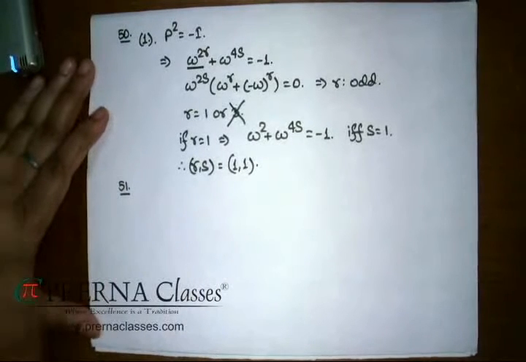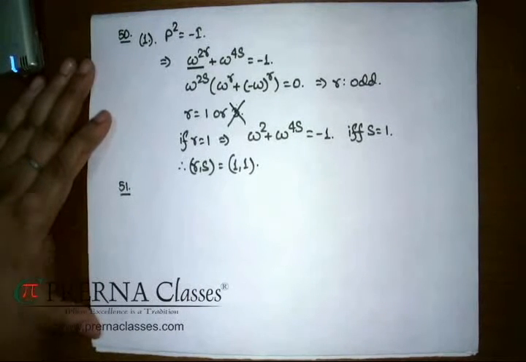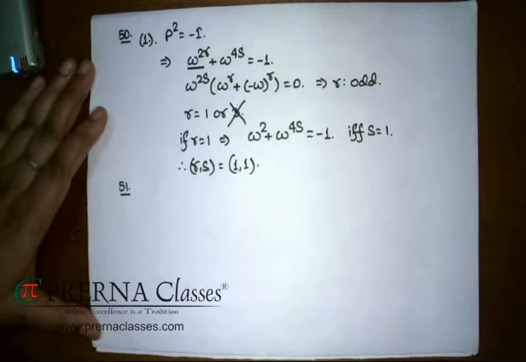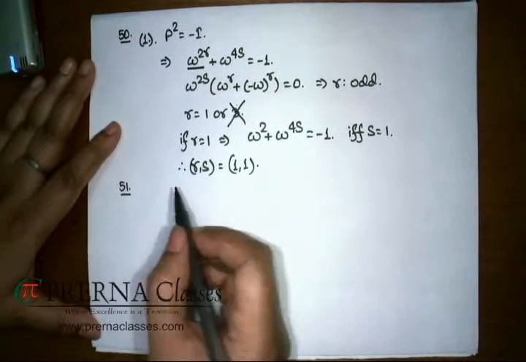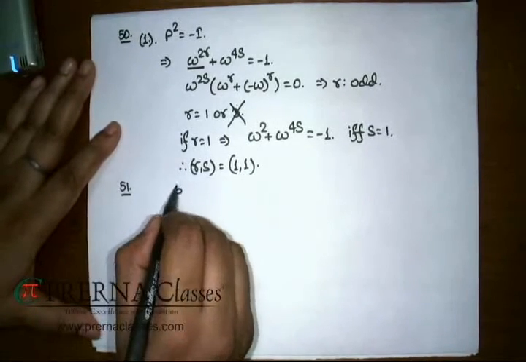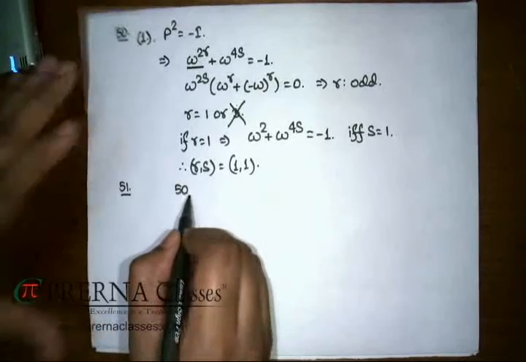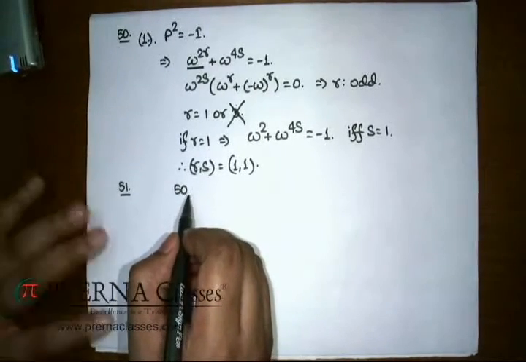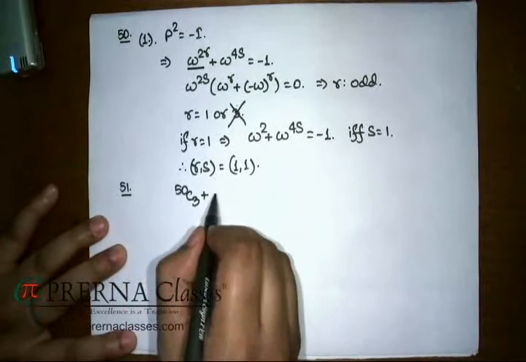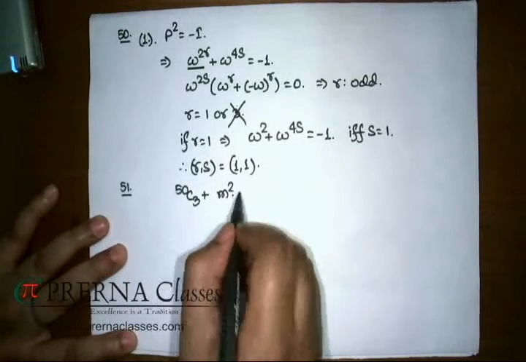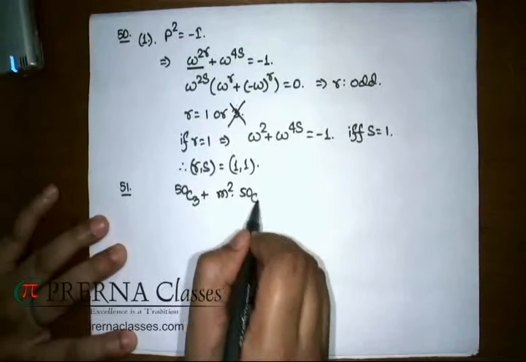Next problem is related with binomial. First, the 48 terms, if you observe, are in GP. There you can check the coefficient of x square is going to be nothing else but 50C2, 50C3, and in the next case it's going to be m square into 50C2.